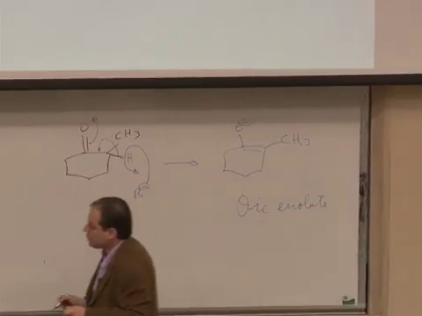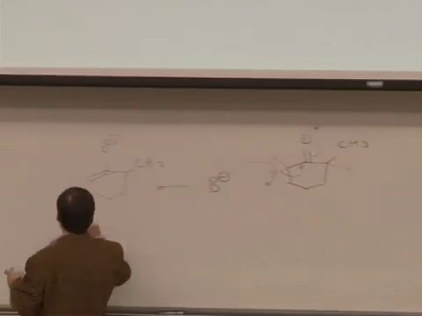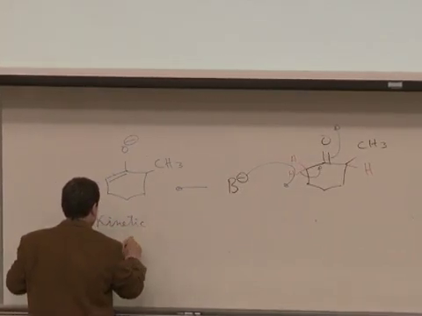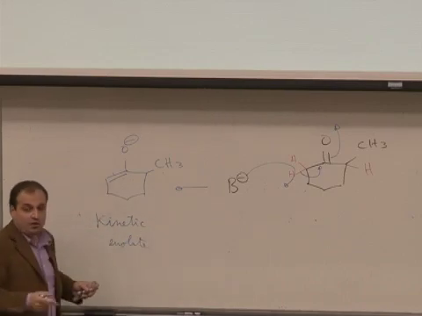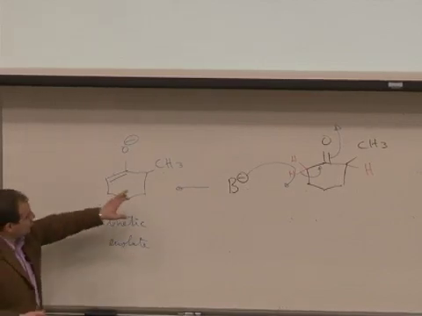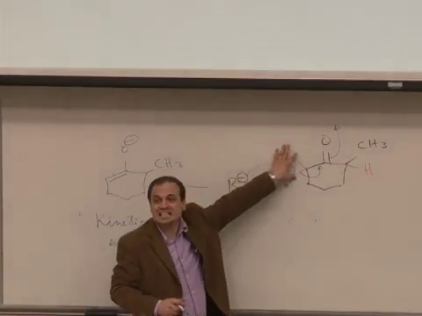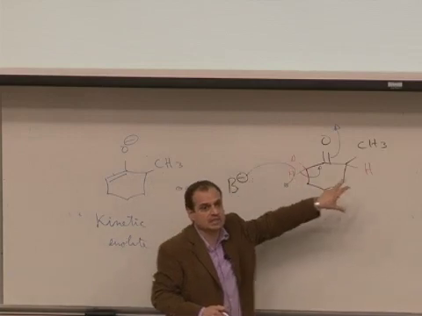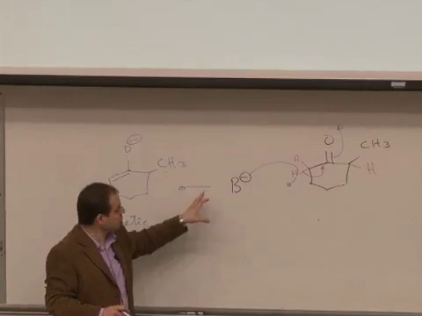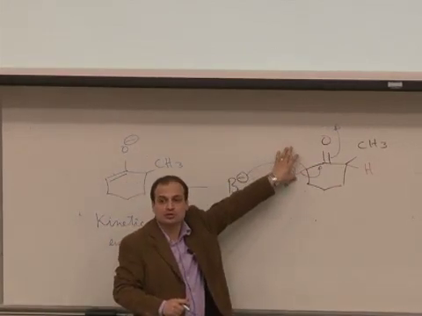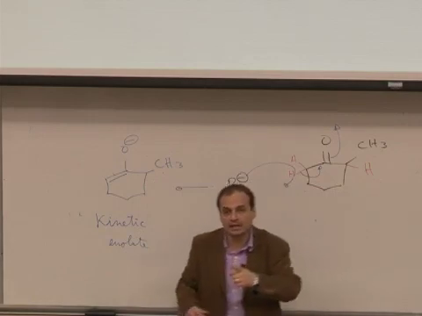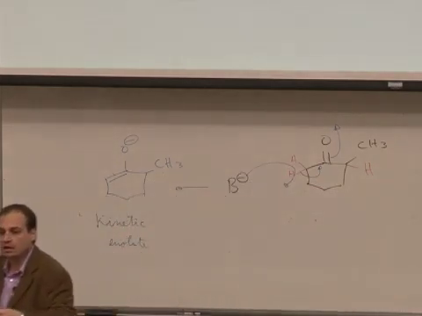Now, this enolate is called the kinetic enolate. It is formed faster because this hydrogen is not as sterically hindered as this hydrogen. So the base can reach these alpha hydrogens faster than this hydrogen. That's why we call it the kinetic enolate. It is formed faster.